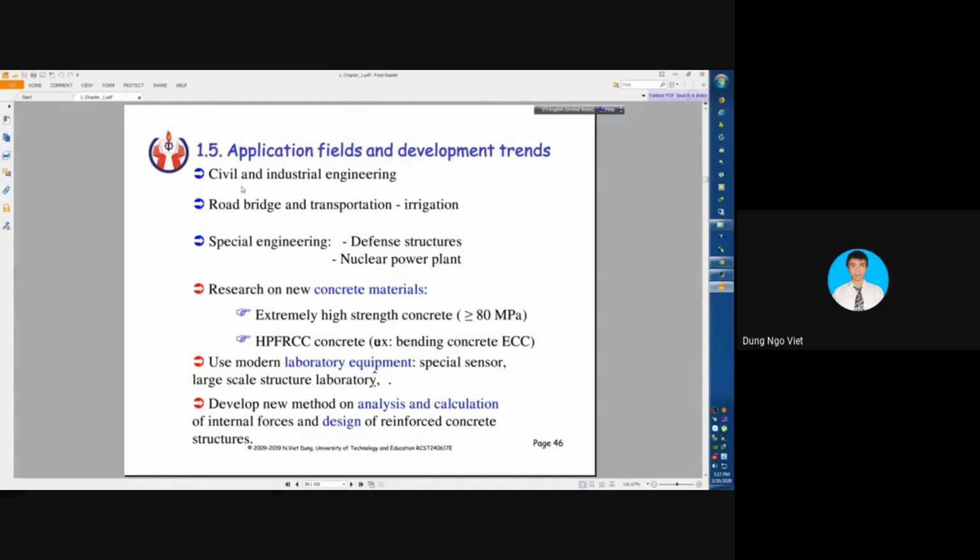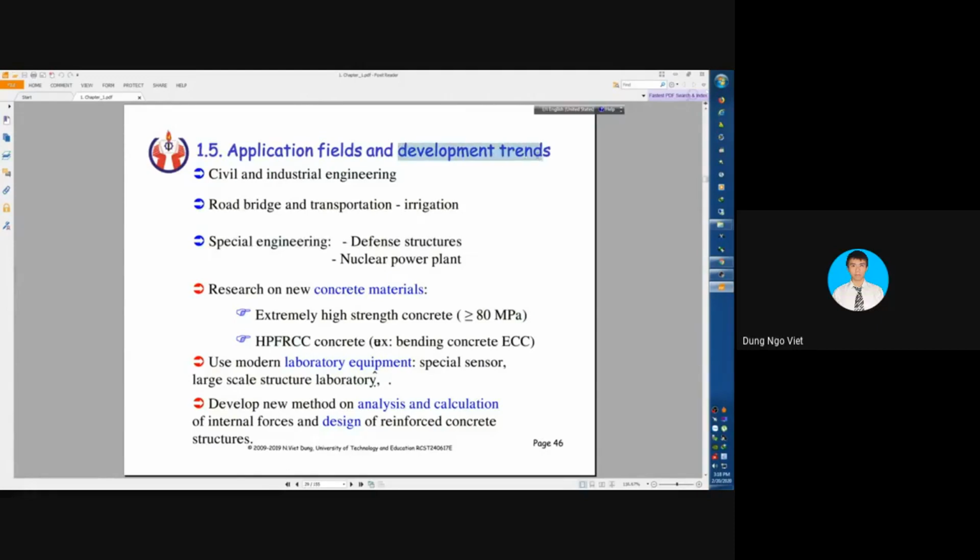The fifth part of chapter 1 is the application fields and development trends. There are many application fields of reinforced concrete structure. For example, we can see civil and industrial engineering, or road, bridge and transportation, or irrigation, and even special engineering like defense structures or nuclear power plants.